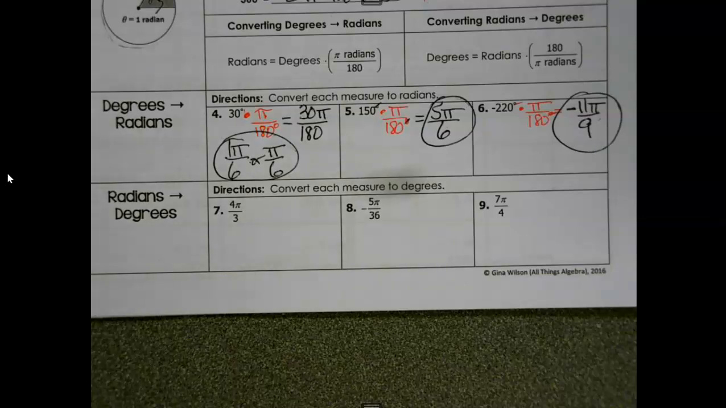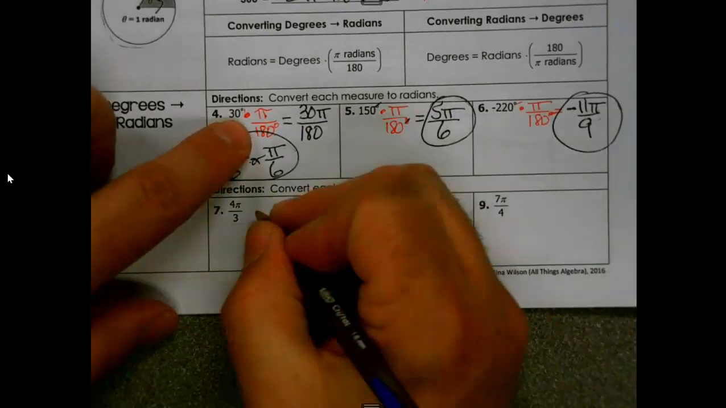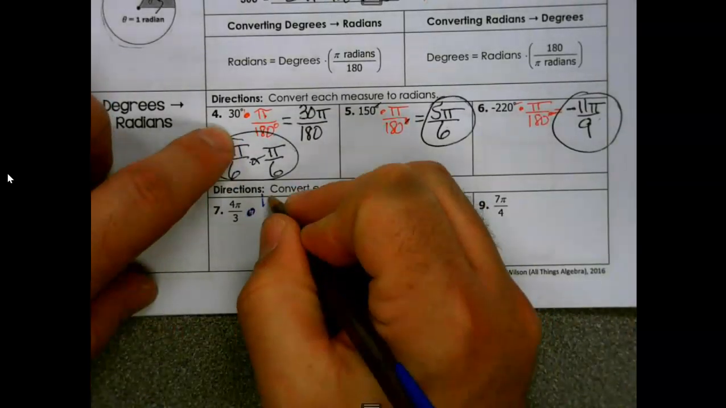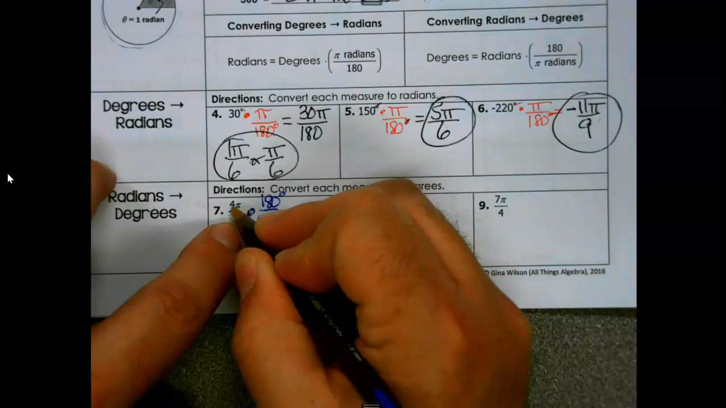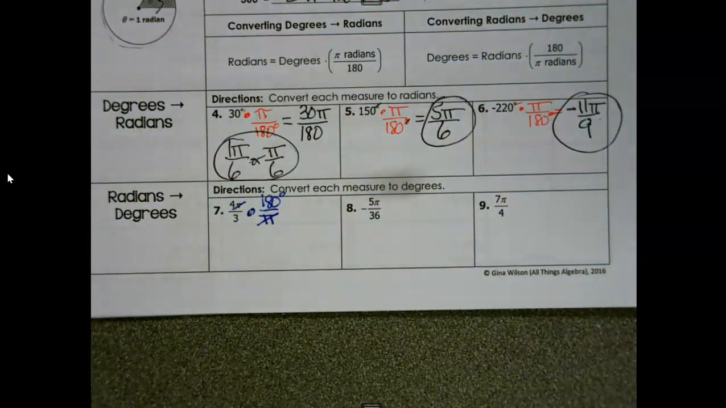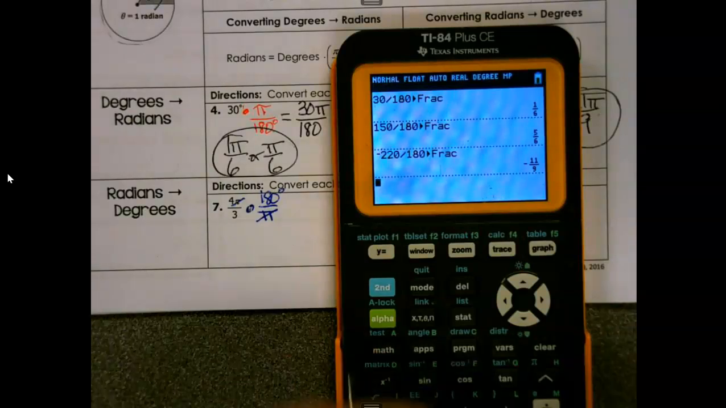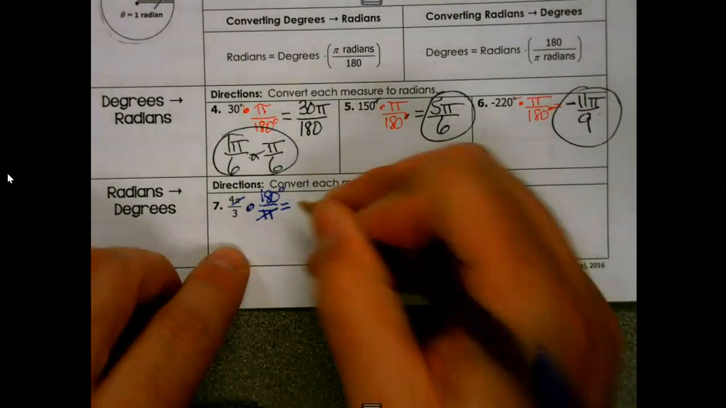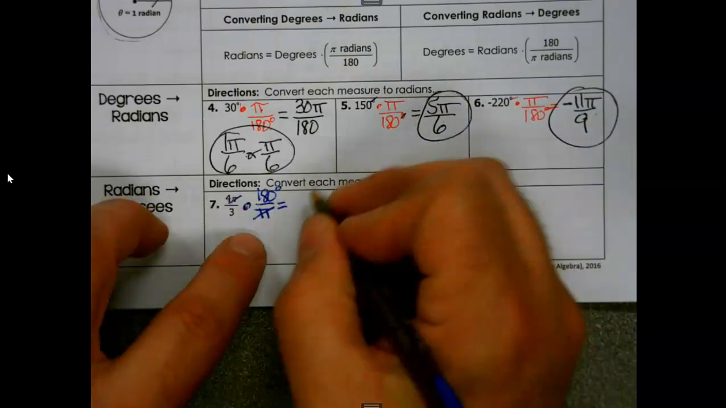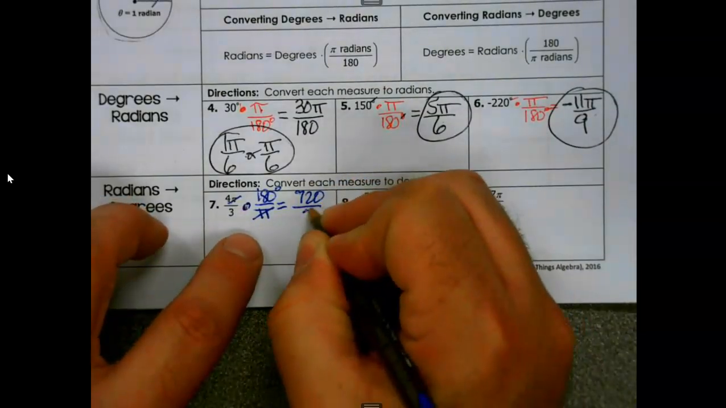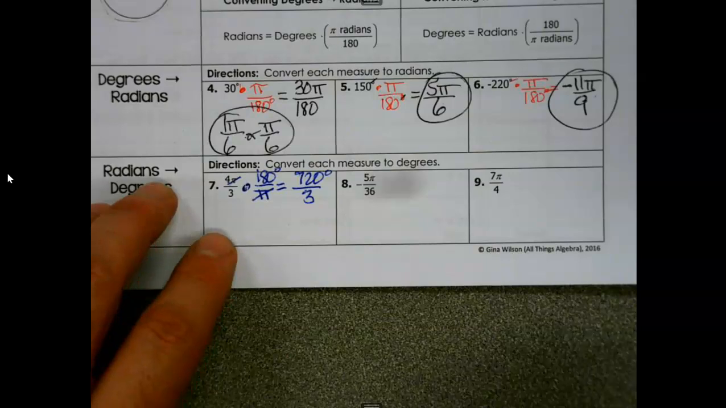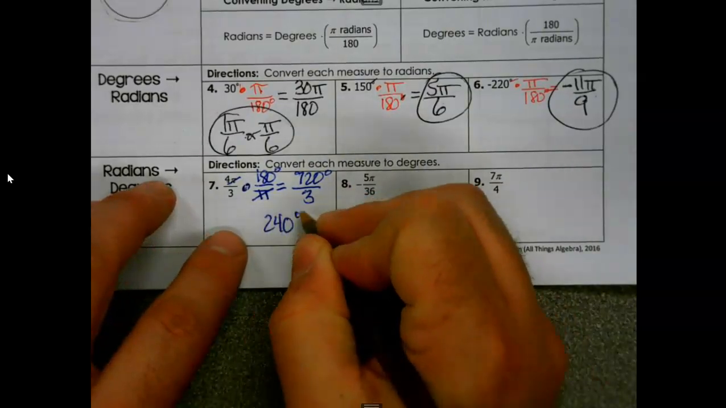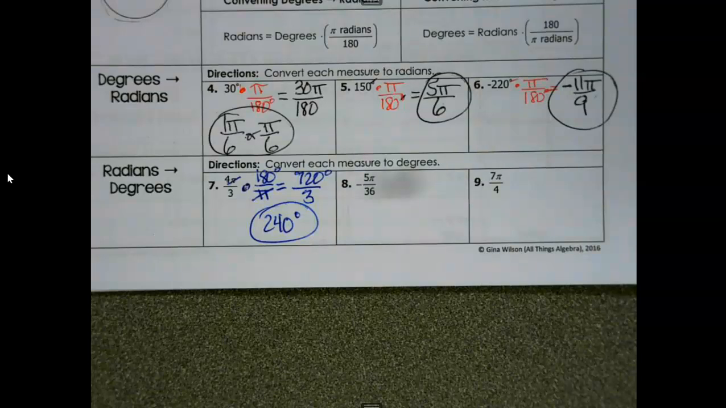So if you're in radians, however, and you want to go back to degrees, we're going to take this fraction we've been using, and we're going to flip it over. Well, why the heck are we flipping it? Because then the pi's will cancel. And then you can either multiply straight across. So 4 times 180 is 720 divided by 3. And yes, we need to simplify. 720 divided by 3 is 240 degrees.